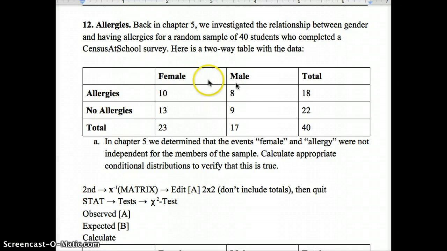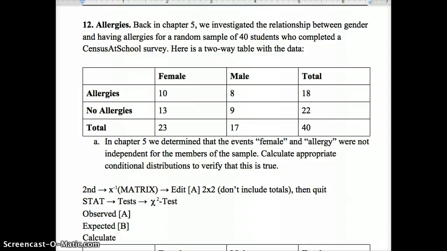And we had this two-way table of the observed counts of allergies and no allergies, and then gender, female and male. We found that they were not independent, meaning if we knew that you're female, it changed the probability of allergies, and vice versa if you're a male. So let's see if they're associated. So the chi-square test of association. Let's first start with how to do expected counts.